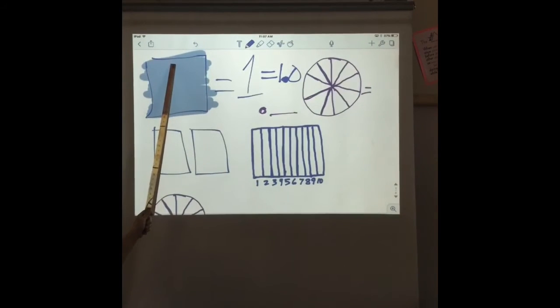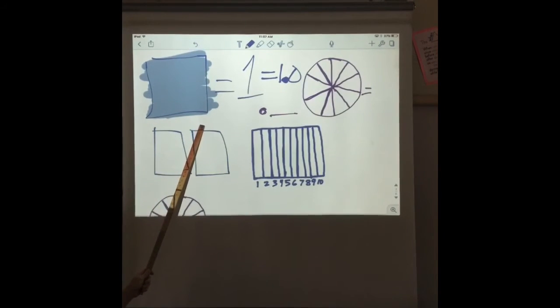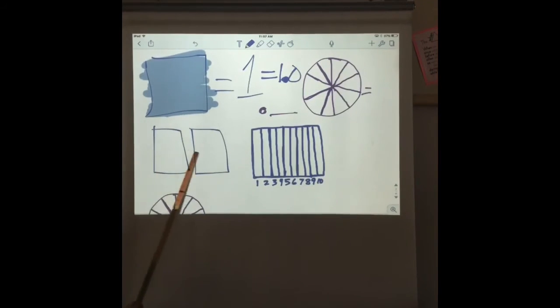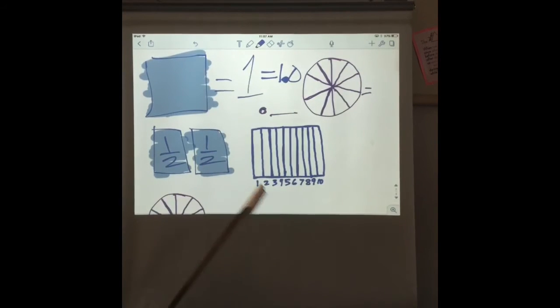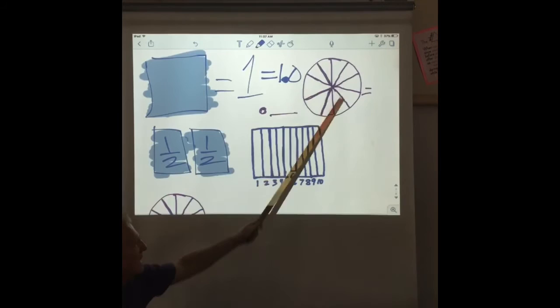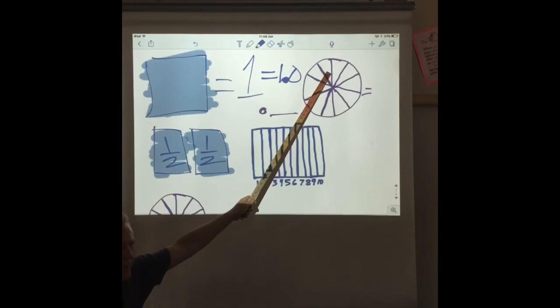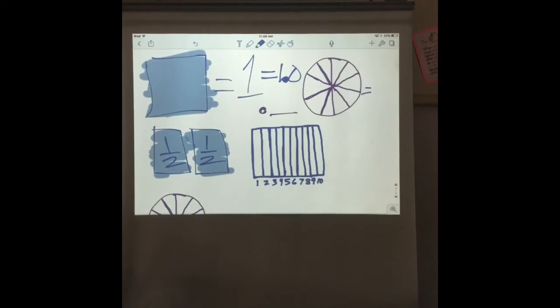Now when I cut my car, I cut it into halves. And what do you think these are? Halves. Excellent. So I can put a half here and a half here, right? Yes. And I could color those in because they're shaded in, right? Yes. Now how much of this would I shade in for half? Well, I would probably go down here, right? Does this look like half to you? Yes. It does to me too.